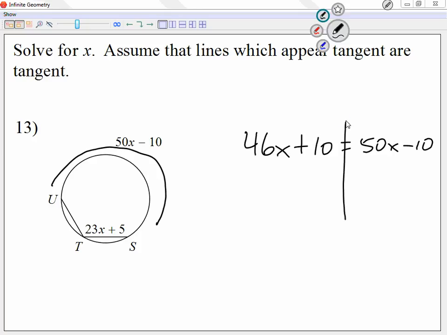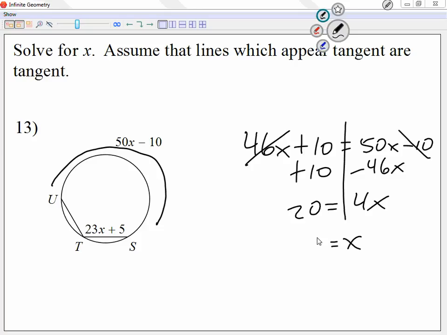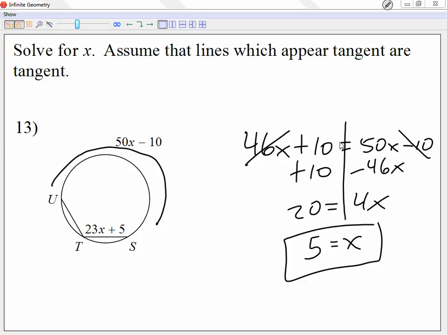So now, to solve for x, my 46x, I'm going to move it to the right as a negative 46x. My negative 10, I'm going to move it as a positive 10. So I'm going to get that 20 is equal to 4x. So what's the value of x? 5. I think the work over here, the solving, I don't think is that difficult. The hard part, if anything, is the setup. But what I did here, remember, the angle, I multiplied it by 2 to get the arc.